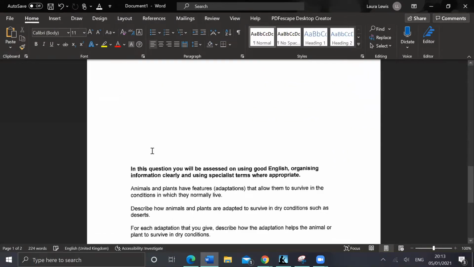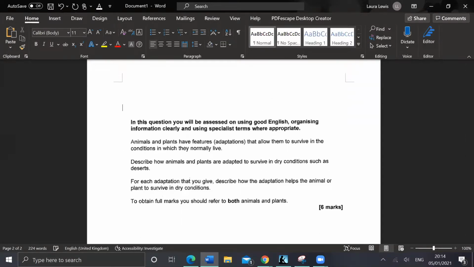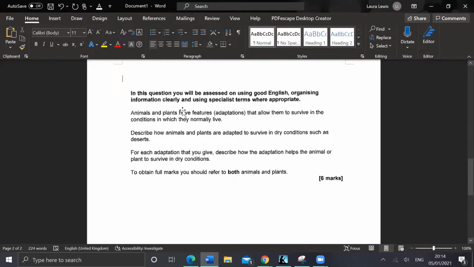Okay, so kind of slip down the page, that question. So again, this is another 6-mark question, but slightly different. In this question, again, you'll be assessed on using good English, organising information clearly, and using specialist terms where appropriate. So same type of thing.